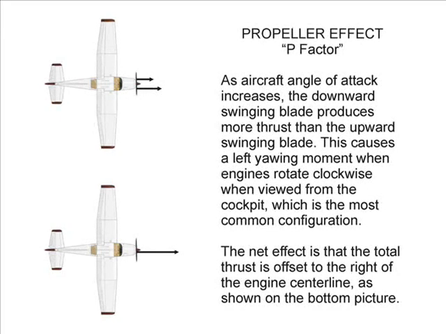Most prop airplanes have a critical engine. This is due to a phenomenon known as propeller effect. As angle of attack increases, the downward swinging blade produces more thrust than the upward swinging blade. This causes a left yawing moment when the engines rotate clockwise when viewed from the cockpit, which is the most common configuration. The net effect is that the total thrust is offset to the right of the engine centerline, as shown in the bottom picture.